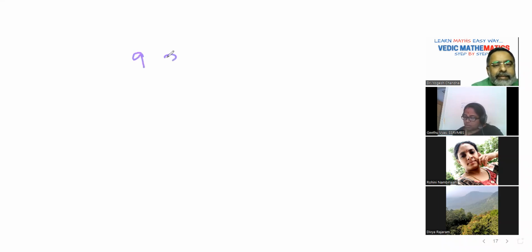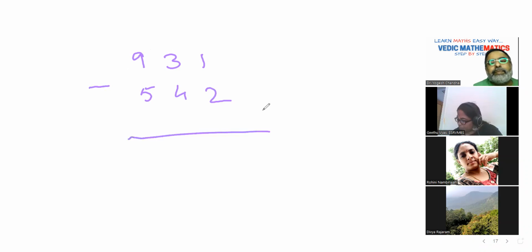Nine, 3, 1, 5, 4, 2. So now 2 cannot be subtracted from 1. So we find a complement of 2, 8, and put a Shuddha sign. So 1 plus 8 is 9.